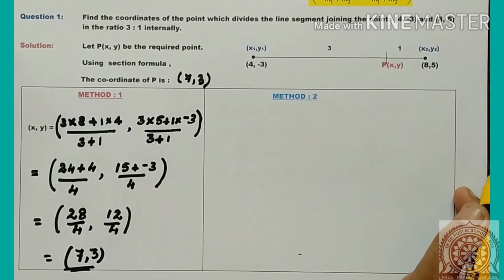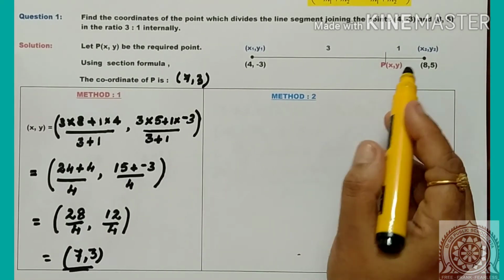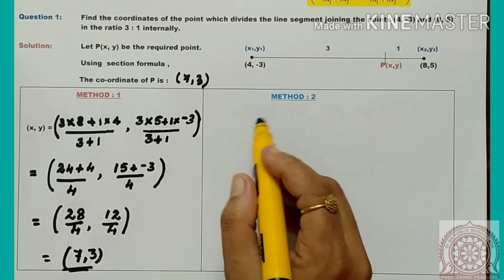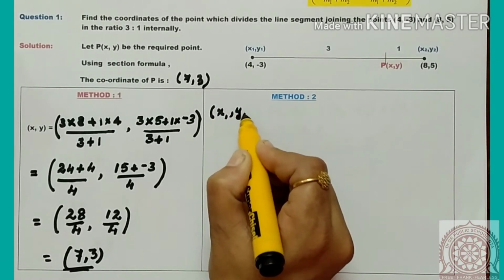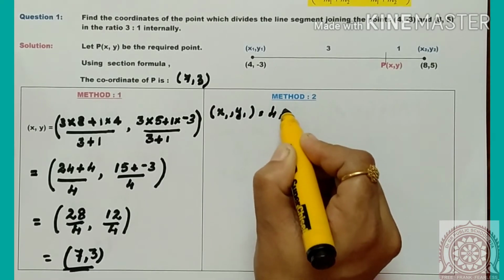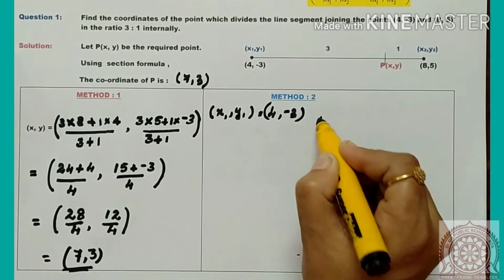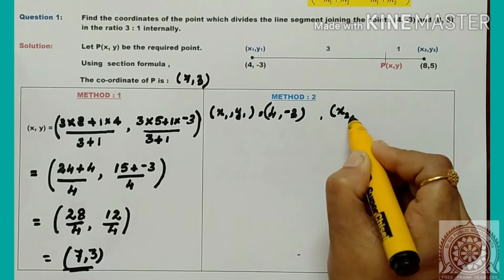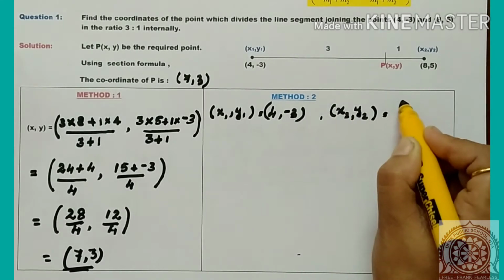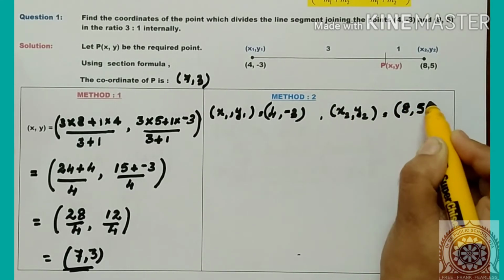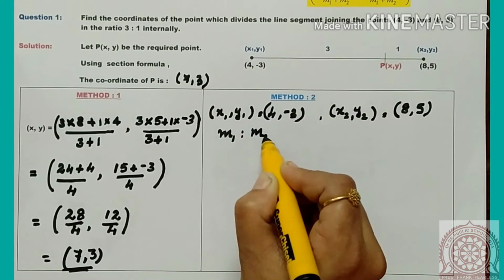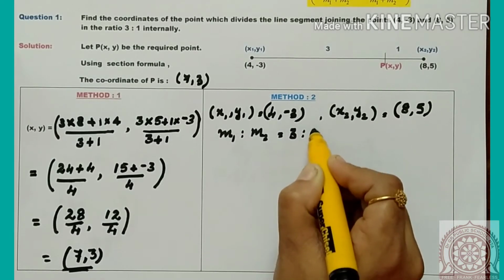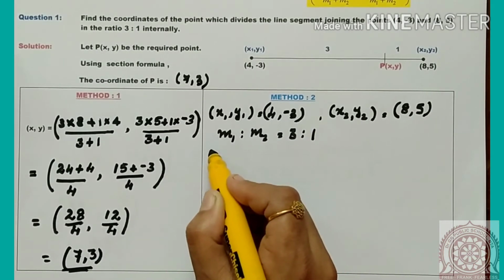And method 2 is the one in which, if a student fails to do the direct method, they can apply the substitution method. In the substitution method, you need to collect the values of x1, y1, which is given as 4, -3. Then the values x2, y2, which is given as 8, 5. And one more thing is given for you: the ratio m1 to m2 is given as 3:1. Now apply the direct section formula.